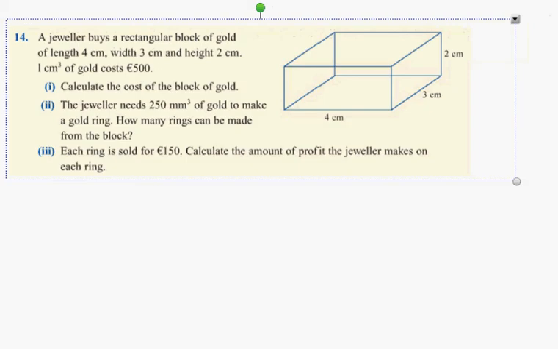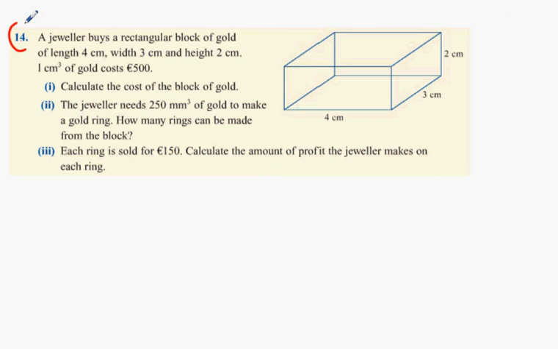One of these ones and then I'll let you start yourselves. Okay. 14. Julie buys a rectangular block of gold of length 4, width 3, height 2. 1 centimeter cubed of gold costs €500. Calculate the cost of the block of gold. First of all, is cost given in terms of weight or by volume? Volume. 1 centimeter cubed costs you €500. We're assuming the block is much bigger. It's going to cost us a lot more money.